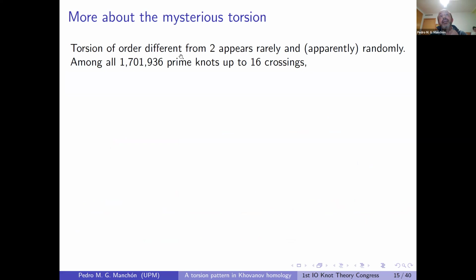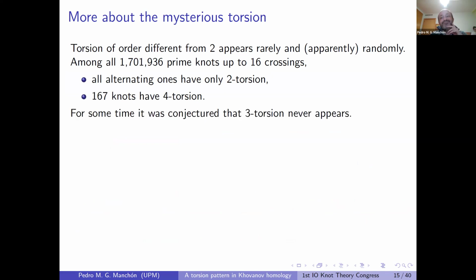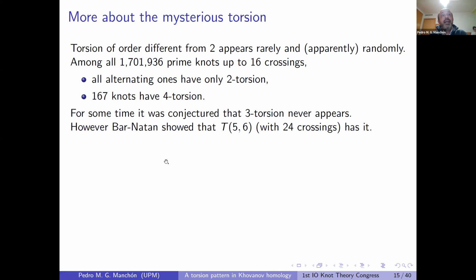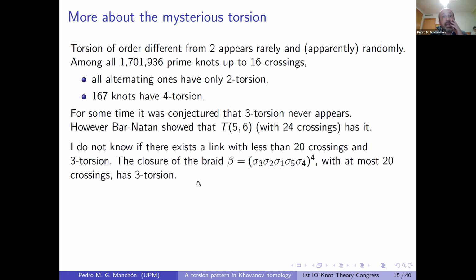Torsion of order higher than 2 appears rarely. Among all prime knots up to 16 crossings, all alternating ones have only 2-torsion. Only a few have 4-torsion. For some time, it was conjectured that 3-torsion never appears, but Bar-Natan showed that the torus knot with 20 crossings, T(5,6), has it. I do not know if there exists a link with less than 20 crossings and 3-torsion. I know that the closure of this braid with at most 20 crossings has 3-torsion.